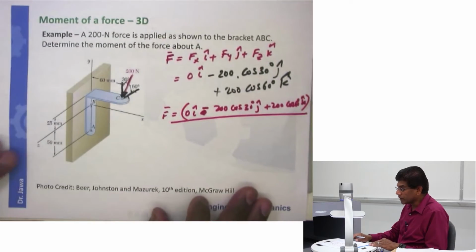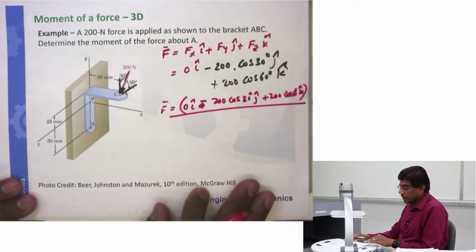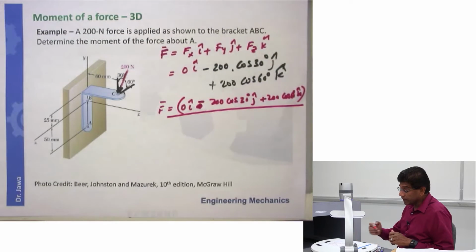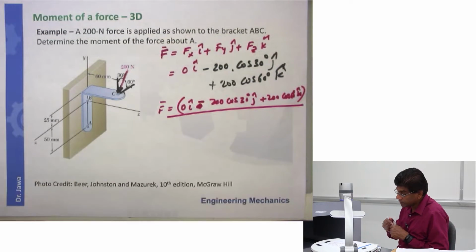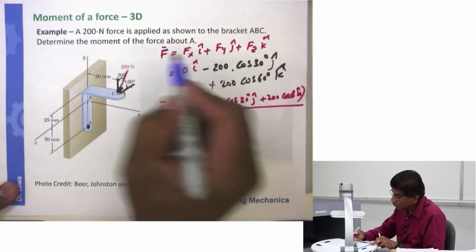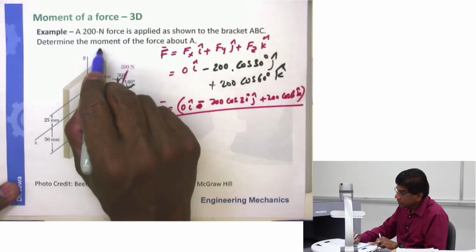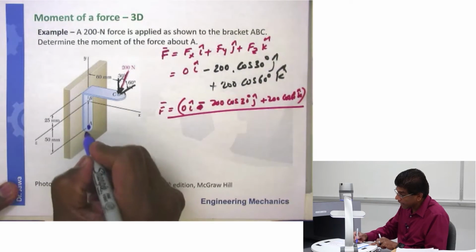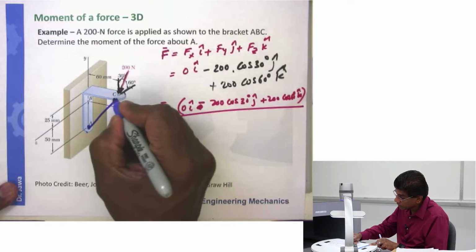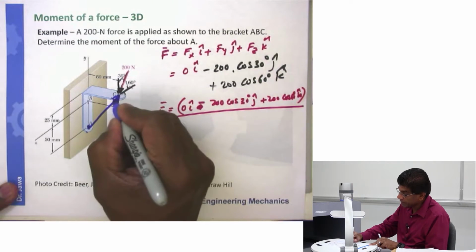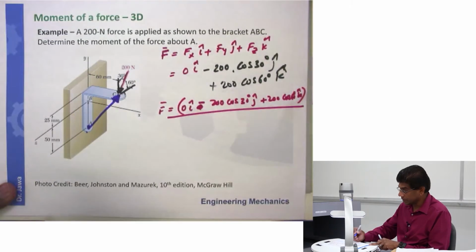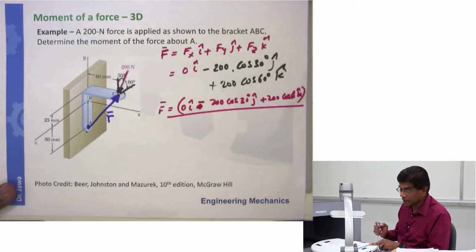Once you have formulated force F, we need the position vector. And the position vector is from A to C. Why? Because they said calculate the moment of a force about A, so you draw the position vector from here to here. This may be the easiest way to do it. All right? So that's my position vector.